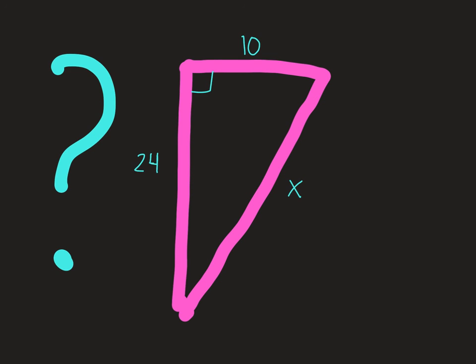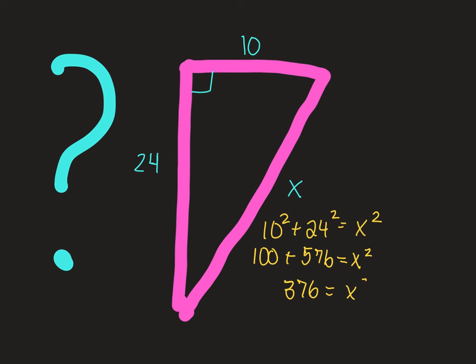All right, did you get 26? You should have gotten 26. 10 squared plus 24 squared equals x squared. 100 plus 576 equals x squared. 676 equals x squared. Square root both sides to get rid of the exponent. And the square root of 676 should be 26.